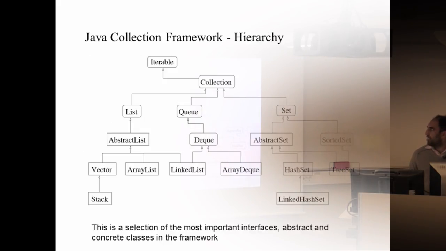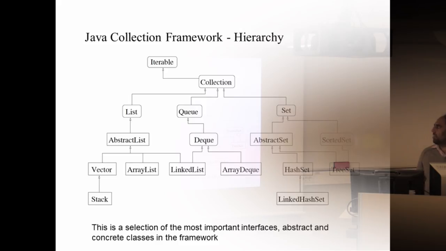So here is a hierarchy of interfaces and classes provided by this framework. As you can see, at the top is the Iterable interface. Most of the types represented in this hierarchy are interfaces, also abstract classes, and some concrete classes. Mostly the ones on the top are abstract or interfaces, in the middle they are more like abstract classes, as you can see, AbstractList and AbstractSet, and then at the bottom we have more concrete classes.